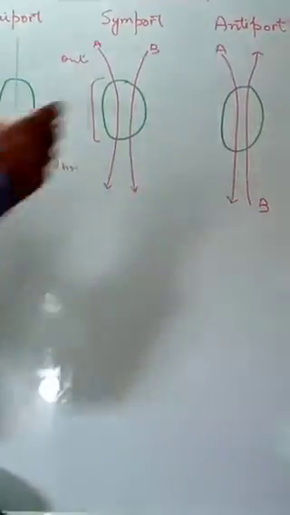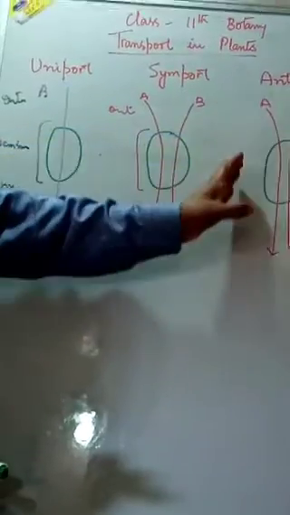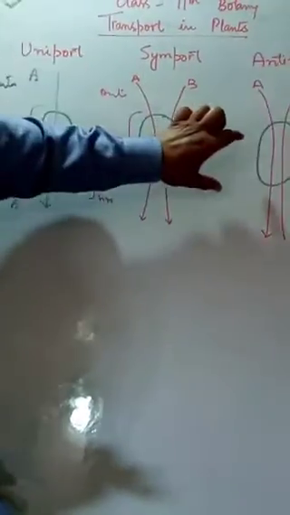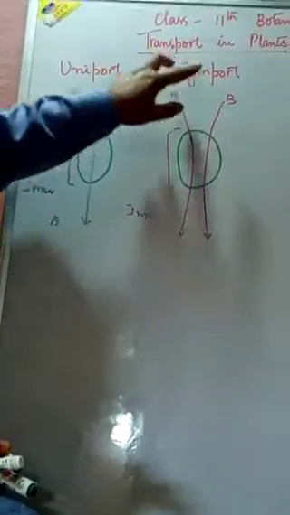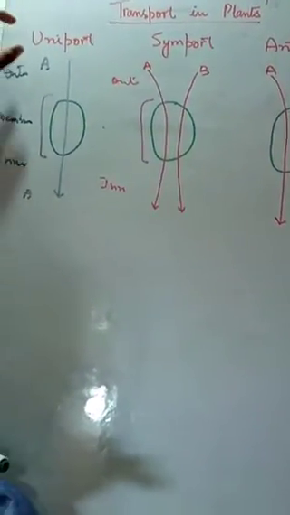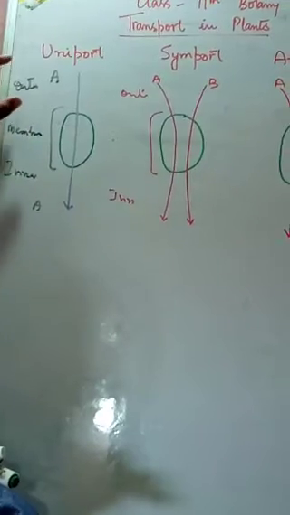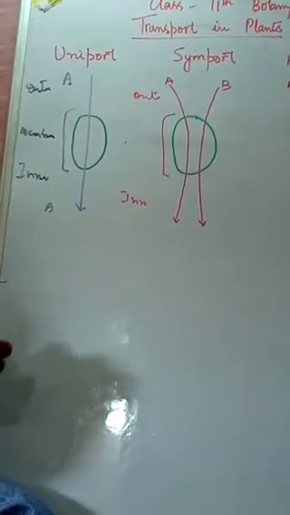So here it is anti, opposite direction. The two particles are moved in the opposite direction. They are transported in the opposite direction. Their movement is in the opposite direction, and their transportation takes place by means of this protein carrier. Here we will see two particles, two molecules, transported simultaneously, and in the uniport only one molecule is transported by what we call the protein carrier. Now what are the examples?